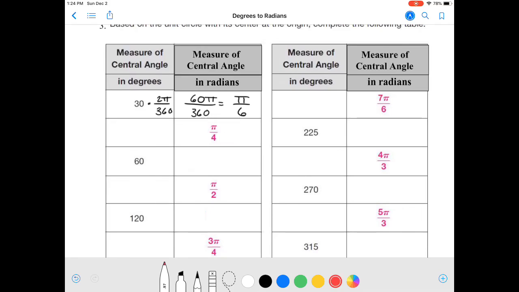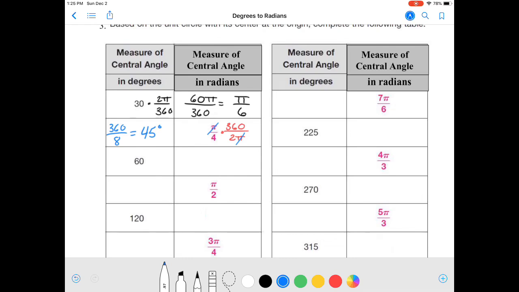Now we're going to do the opposite to convert pi over 4 radians into degrees. So we're going to do times 360 over 2 pi. We're going to cancel out the pi's that occur in the numerator and the denominator. So we're going to do 360 in the numerator and then 2 times 4 in the denominator, which is 8. We're going to simplify these by dividing the numerator and the denominator both by 8. And we're going to get 45 degrees.